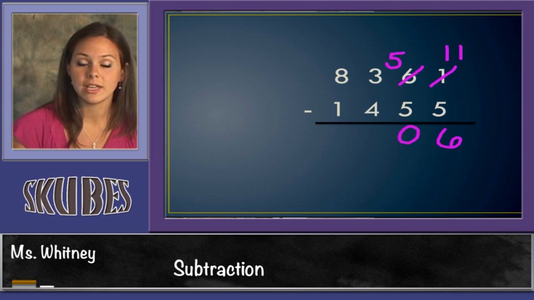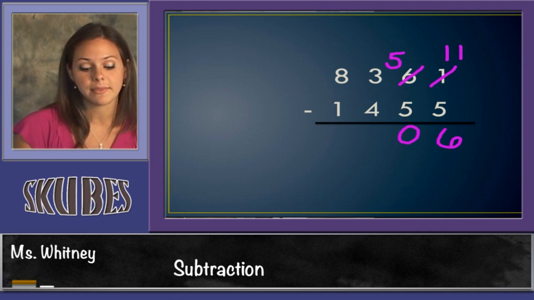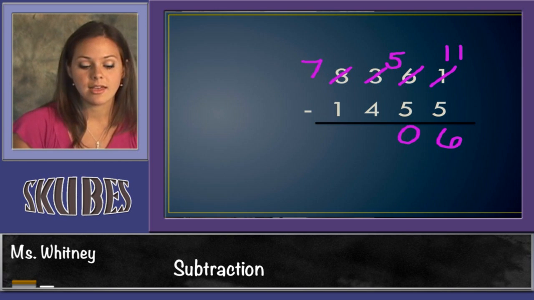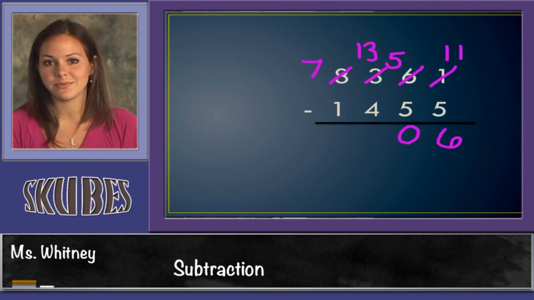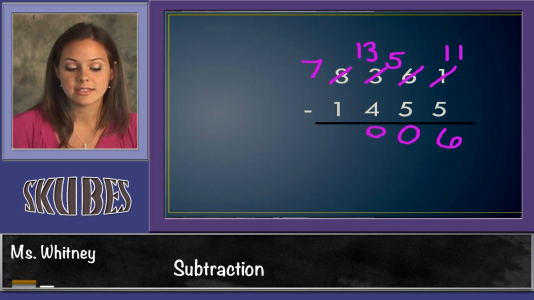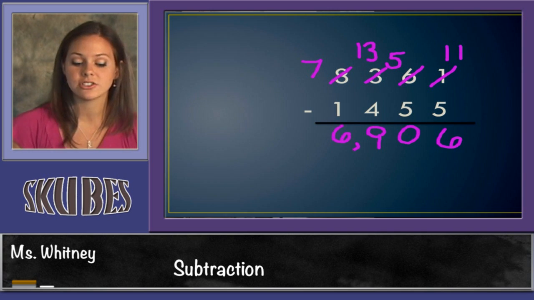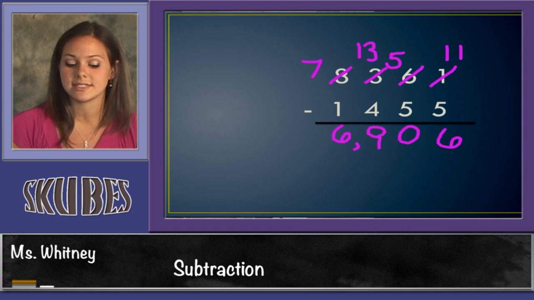Now I have 3 minus 4. I can't do it. I look next door. My 8 becomes a 7. My 3 becomes a 13. 13 minus 4 is 9. 7 minus 1 equals 6. My answer is 6,906.